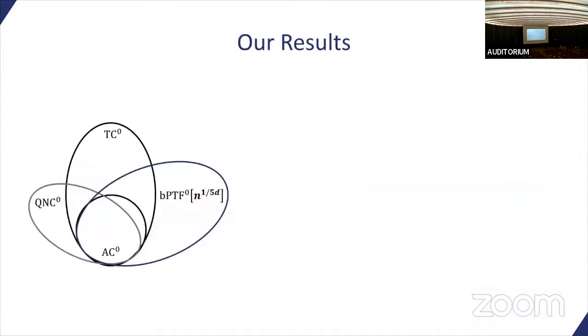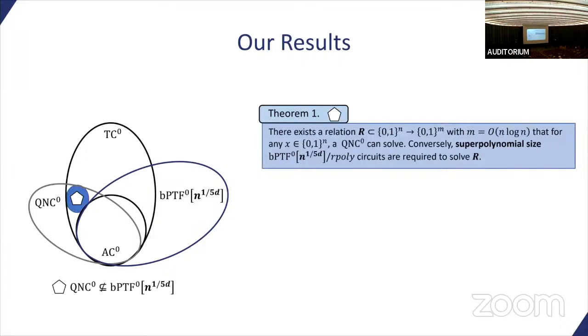And now that we have defined our classes, we can instantiate our results. Here we find a problem which QNC0, so constant depth quantum circuits, can solve, and which bounded polynomial threshold function circuits with a super logarithmic parameter k, so n to the 1 over 5d, cannot solve. And this is a new and strictly larger circuit class than AC0.